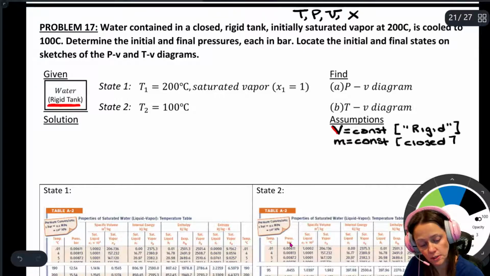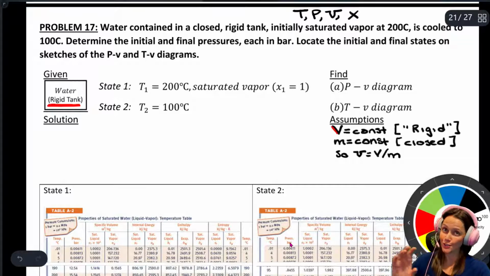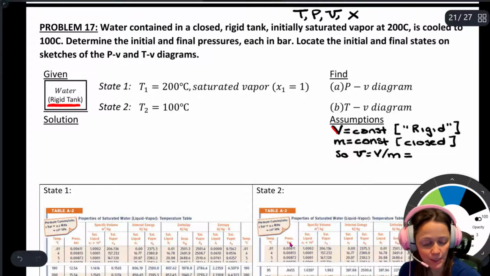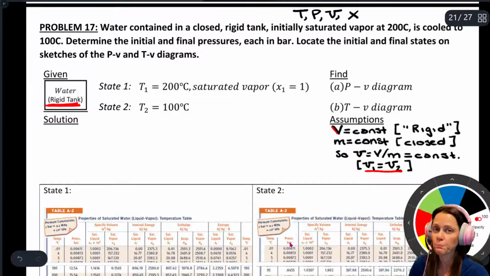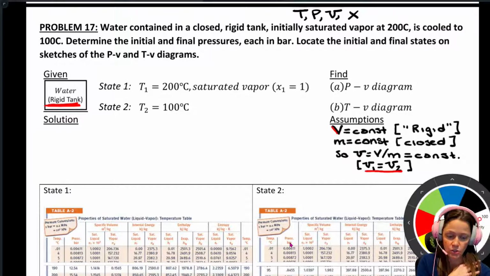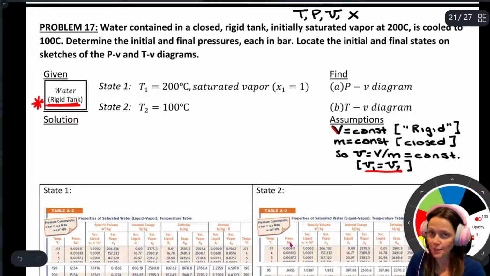So you've got this closed system, so by definition, mass is constant. And so your specific volume, which is volume divided by mass, a constant divided by another constant, is going to be constant as well. So what that means is that your V1 is going to be equal to your V2. So if you see it's a rigid tank, you're thinking: my volume doesn't change, my mass doesn't change, so my specific volume doesn't change. That's important. If you have a rigid tank, that's the first thing you should be thinking.